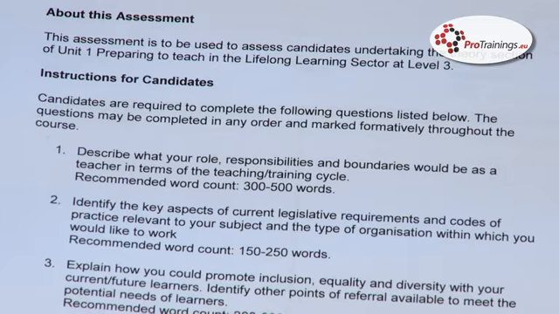If we have a look at some of the assignments individually. The first one of the assignments in the book says, describe what your role, responsibility and boundaries would be as a teacher in terms of the teacher training cycle. Recommended word count for this is around 300 to 500 words. What we're looking for here is that you break those down into individual sections. So first part of it, describe your role. So describe basically what your role is within the teaching, what responsibilities you have, and what boundaries you have to abide by.